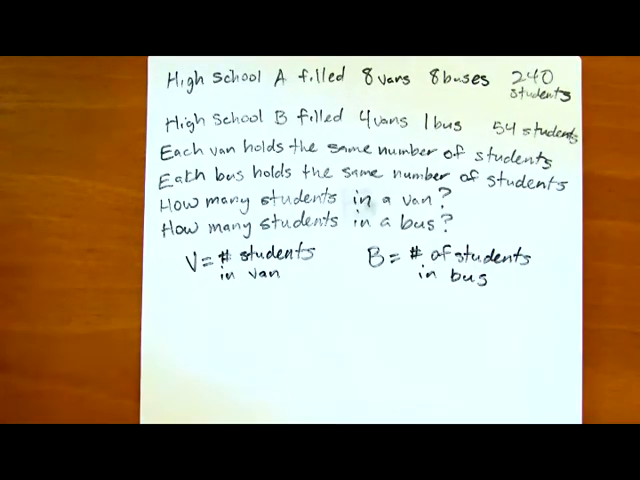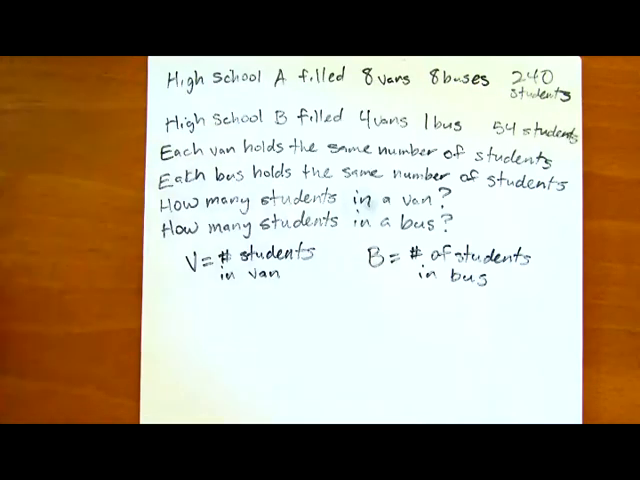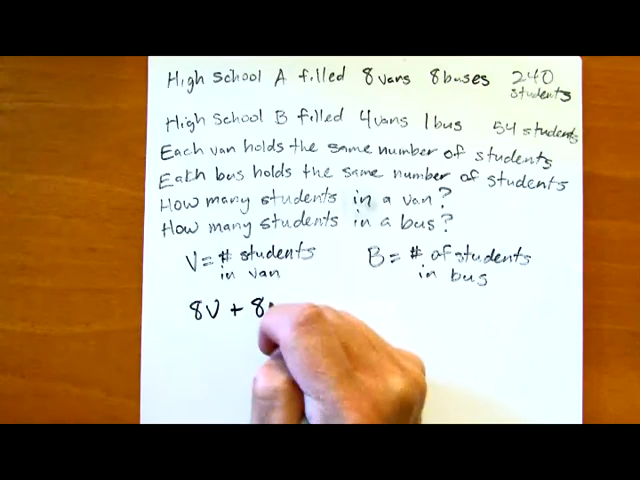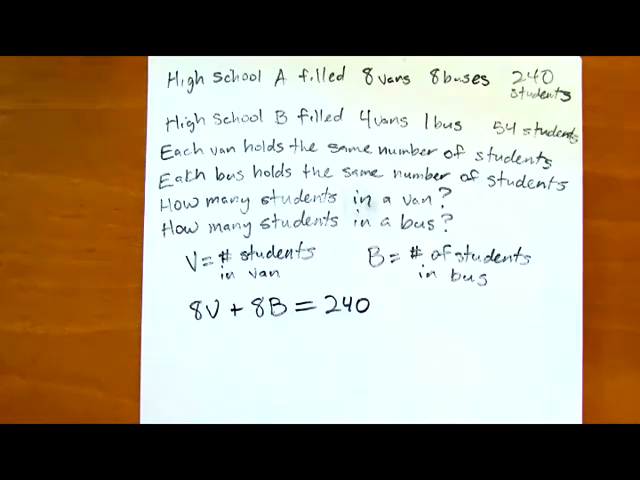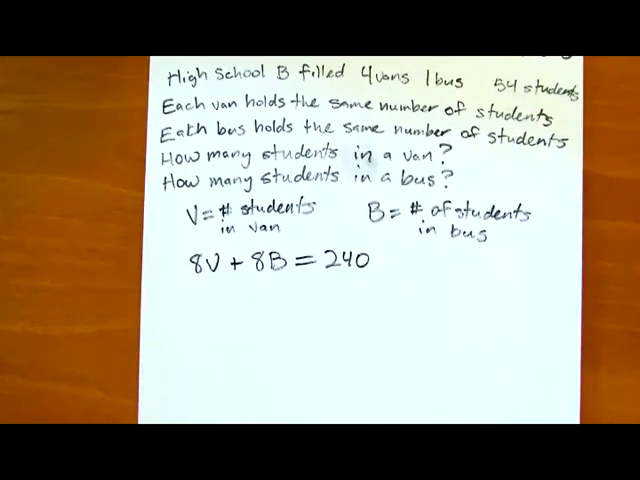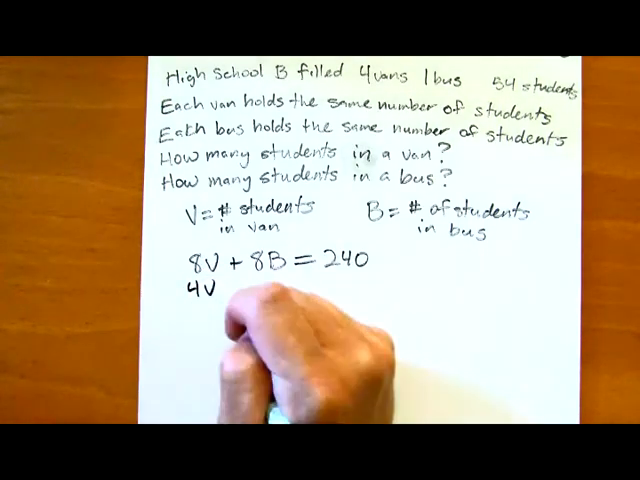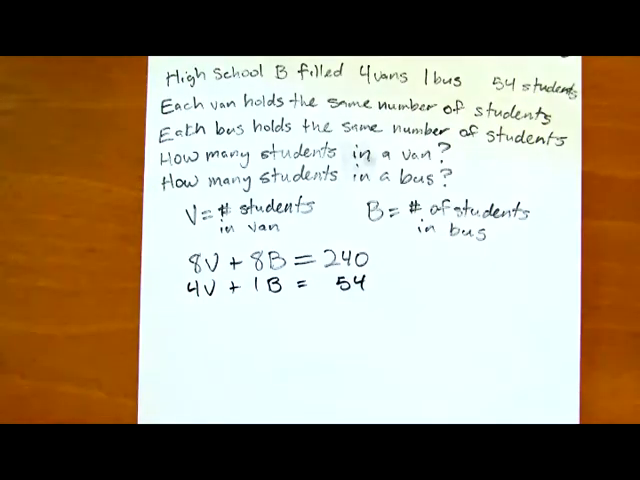Okay, look at that first sentence. 8 vans and 8 buses hold 240 students. That's kind of straightforward. You have 8 vans and 8 buses comes out to 240 students. The second sentence, 4 vans and 1 bus is 54 students. 4 vans, 1 bus holds 54 students. There's your setup.